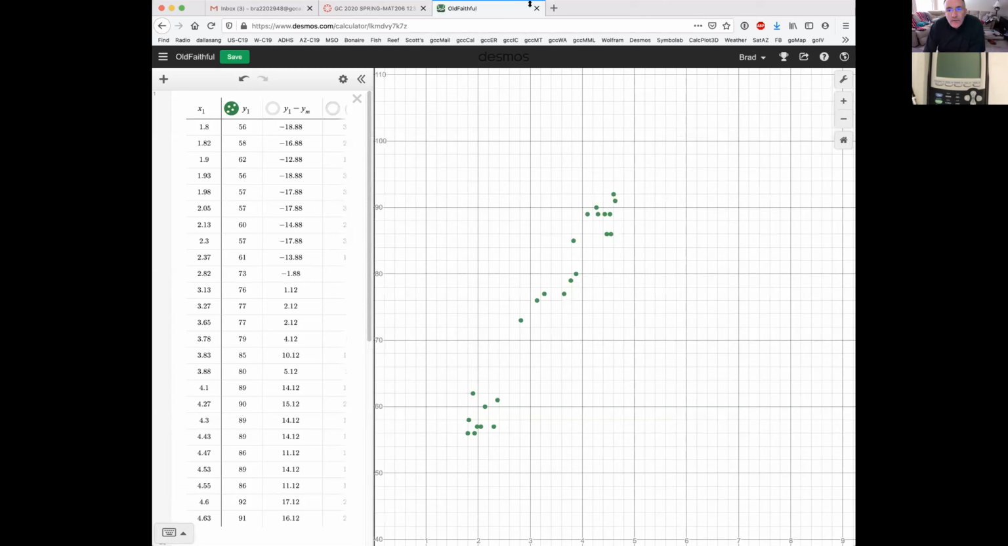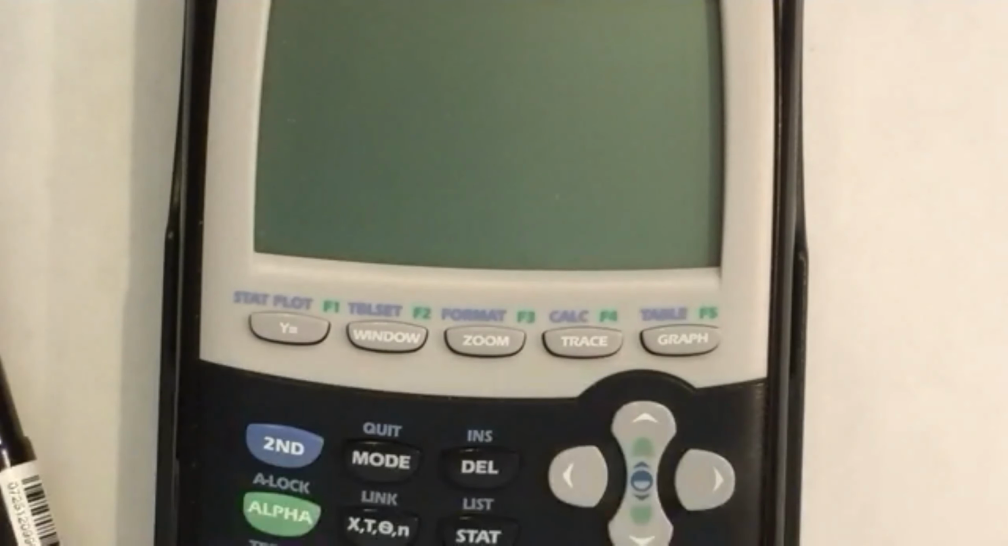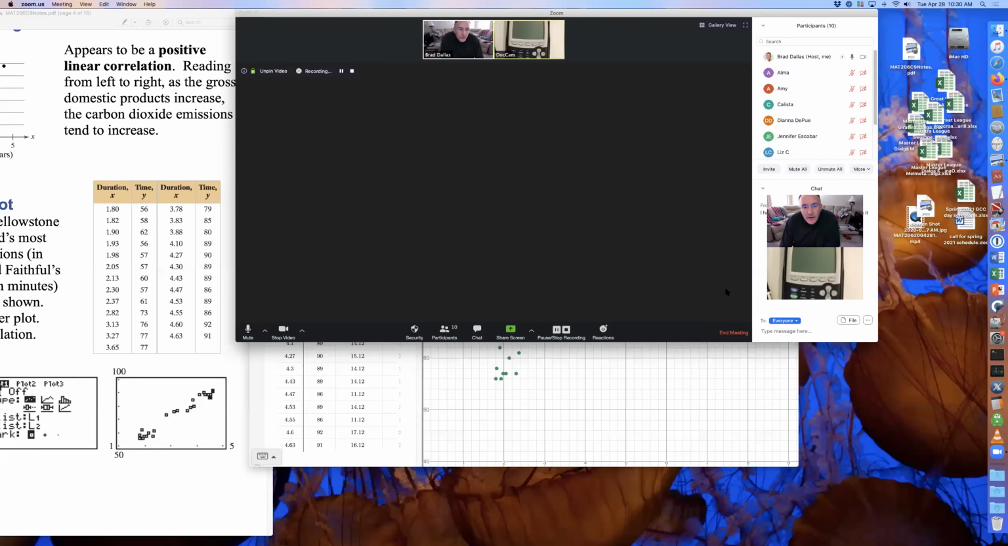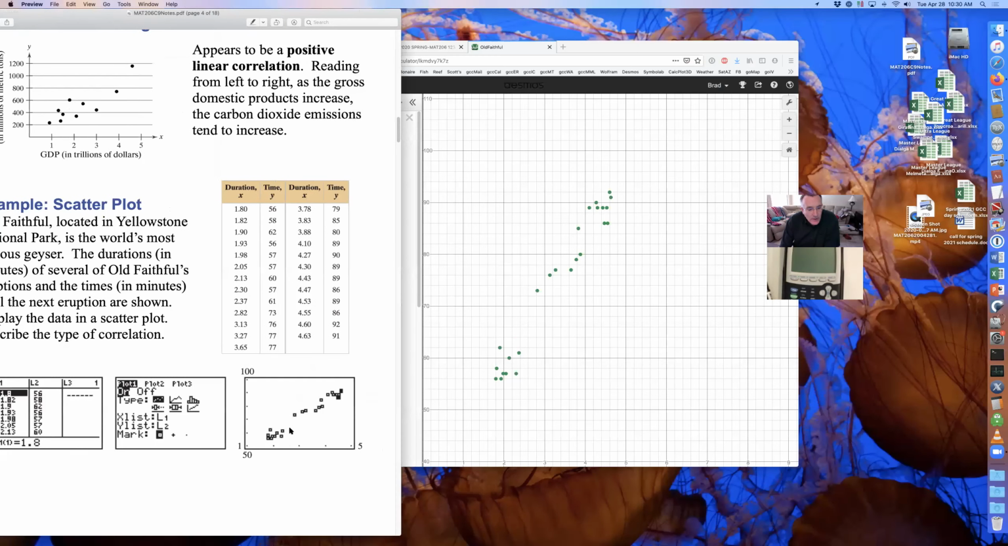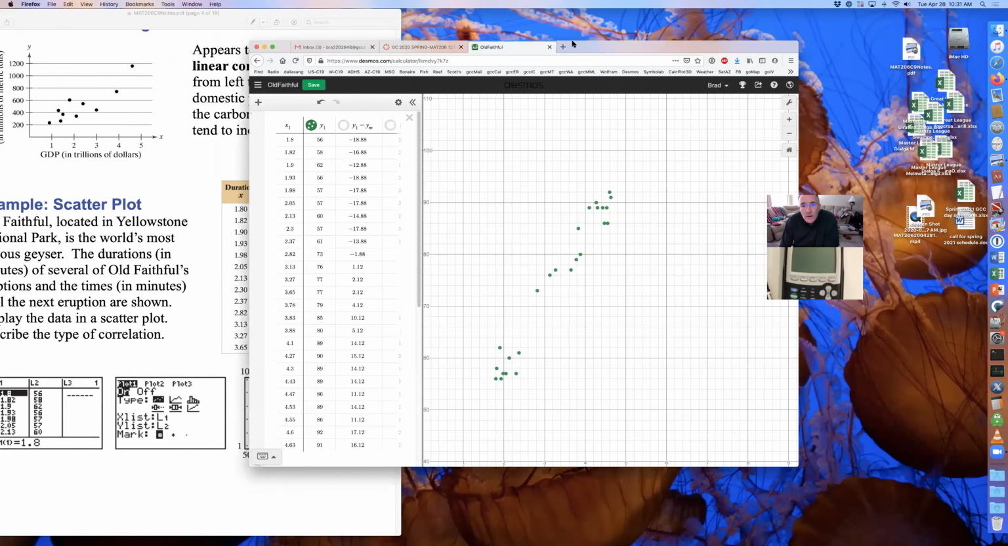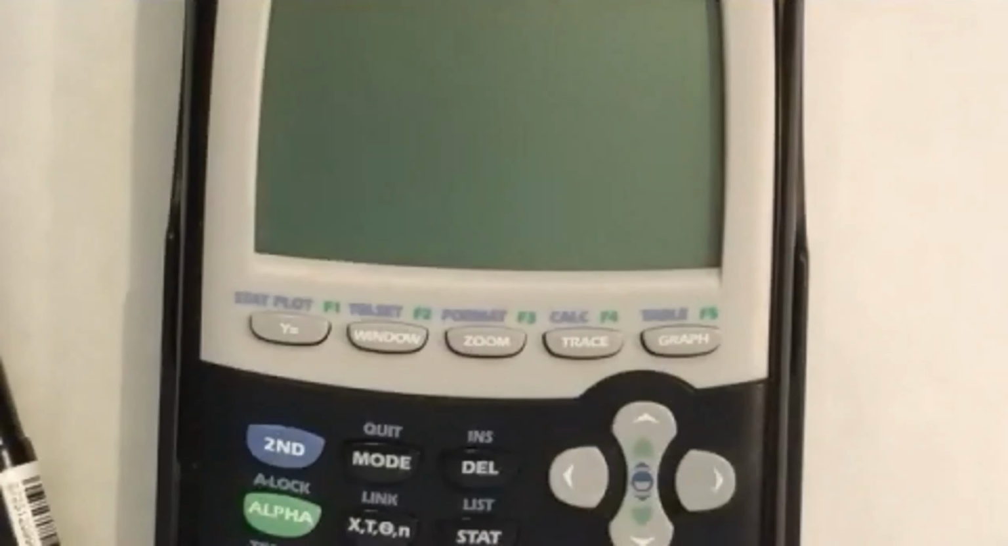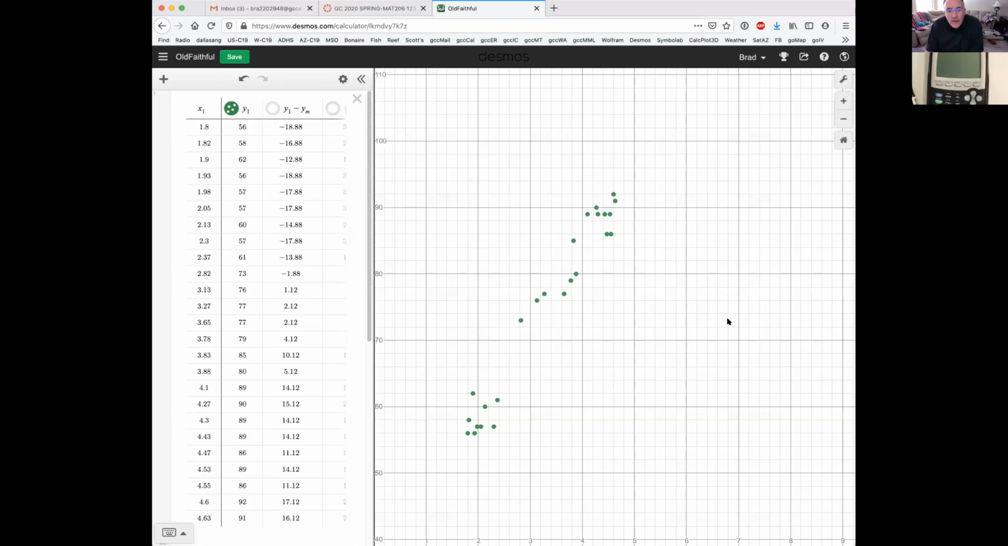And so, in fact, screen share, desktop share. So if you can see this, here was the one on the calculator from the notes. And here's ours using Desmos. Boy, those look pretty good. Those look pretty much the same. Okay. Questions about making a stat plot or a scatter plot? No. No? We're feeling okay?